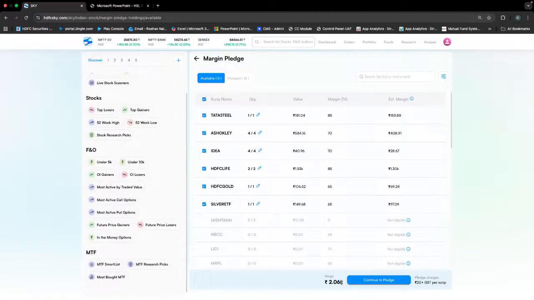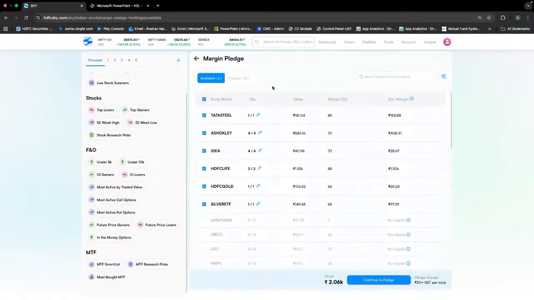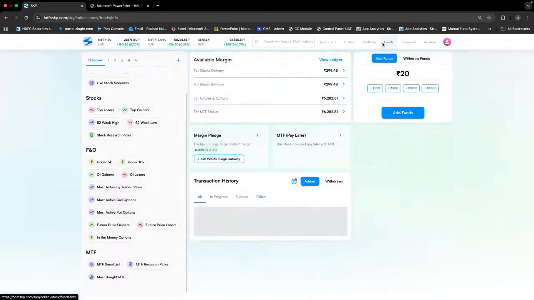The interest charges for pledging and utilizing the margin are the same as MTF: 1% per month. So it's a great way for investors who want to invest more with the additional flexibility of not having to bring in extra cash. If you have a holding here, you can simply pledge it, get margin against it, and then utilize it for MTF. As you can see, I have already pledged my holdings worth 6,000, and using that 6,000, I have bought MTF positions.